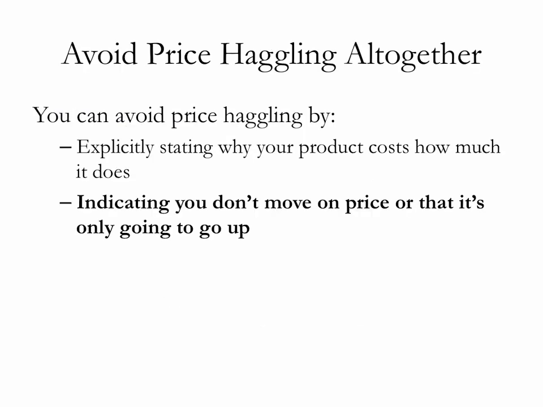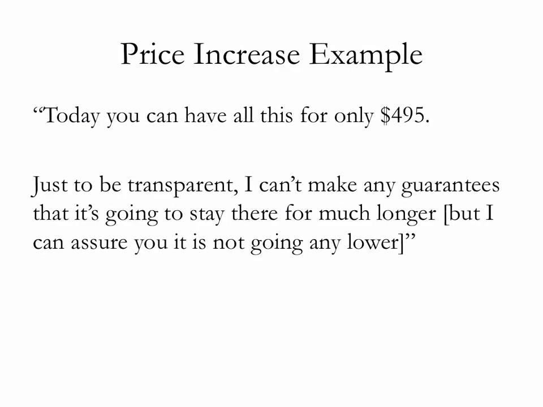Another thing that you can do to avoid price haggling is explicitly indicating that you don't move on price, or just simply saying that it's only going to go up. So an example statement that accomplishes this is, today you can have all this for only $495. Just to be transparent, I can't make any guarantees that it's going to stay there for much longer, but I can assure you that it's not going any lower. This just sets the expectation that you're not going to move down on price.